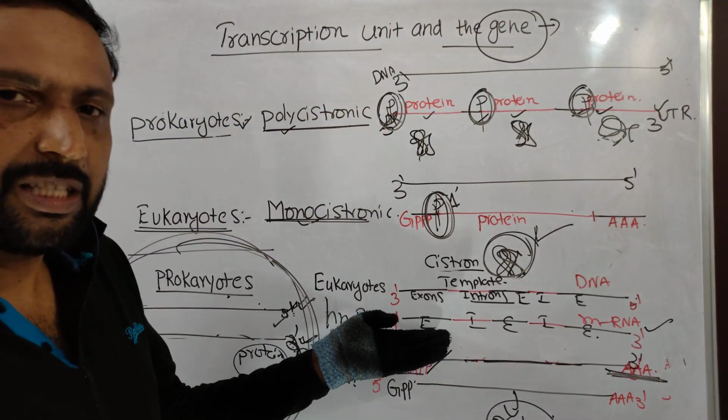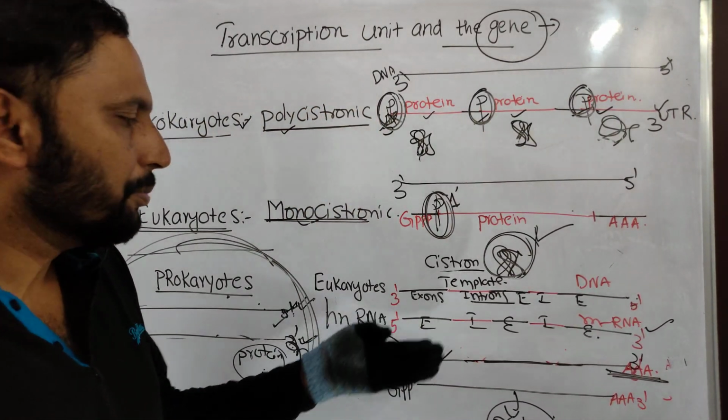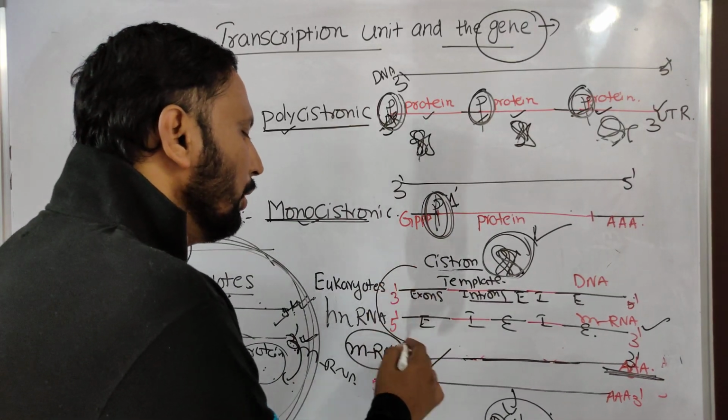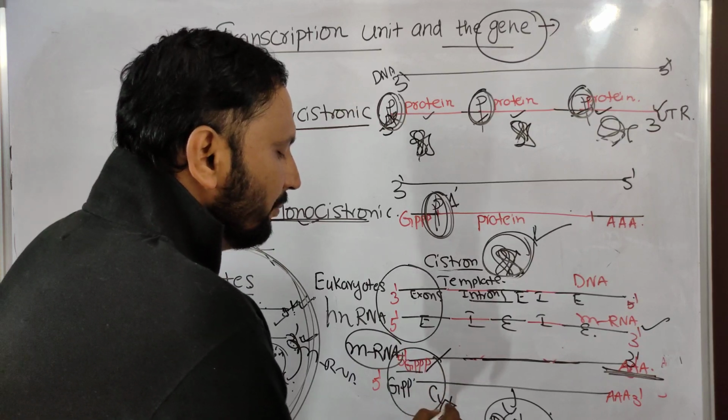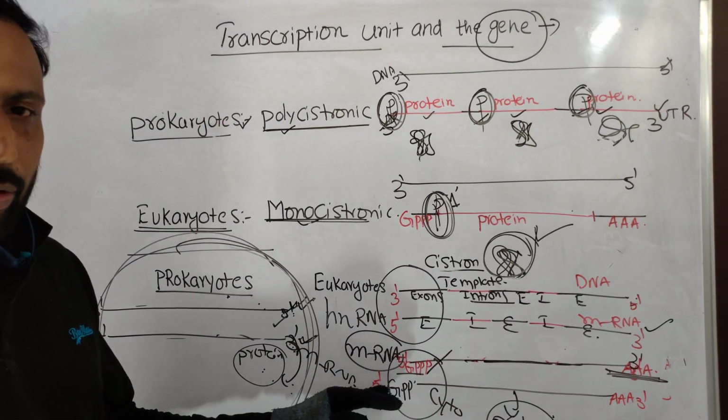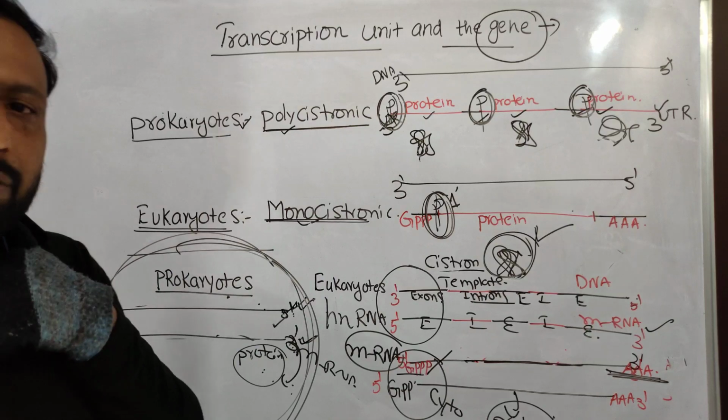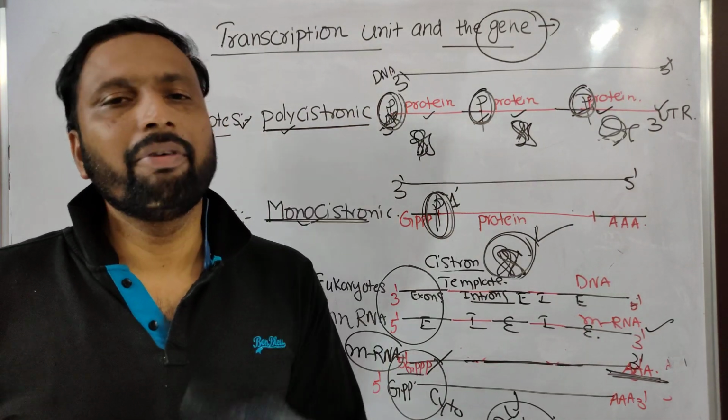So transcription takes place in the nucleoplasm, and translation takes place in the cytoplasm in eukaryotes. So this is the transcription unit and a little information about the gene.